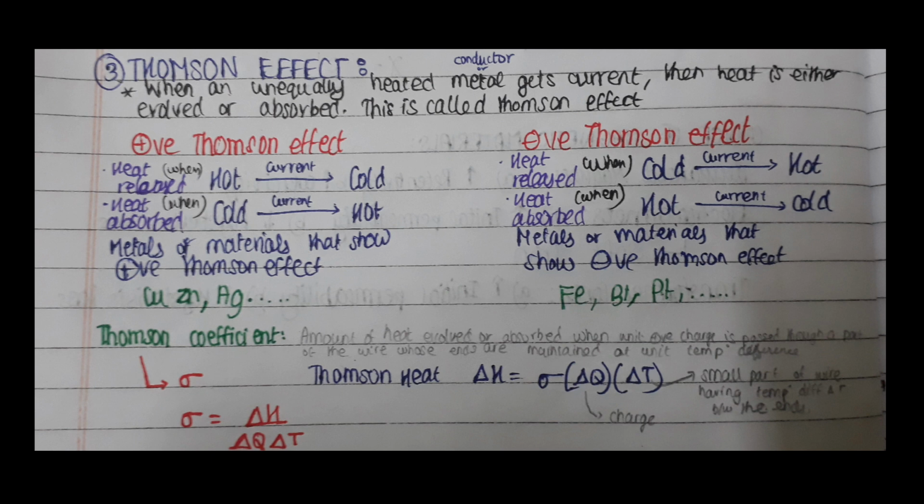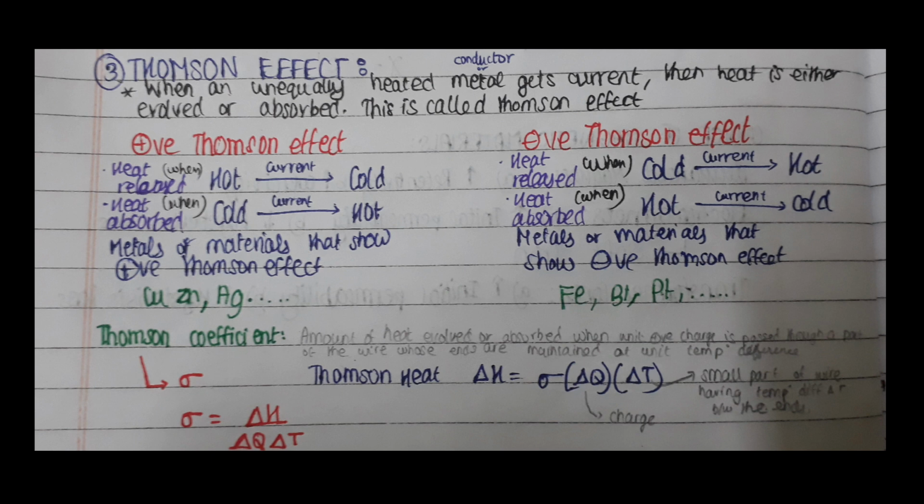Thomson effect. When unequally heated metals get current, then heat is either evolved or absorbed. This is called the Thomson effect. There are two types of Thomson effect: positive Thomson effect and negative Thomson effect. When current flows from hot junction to cold junction, heat is released. When current is flowing from cold junction to hot junction, heat is absorbed. And the converse is true in negative Thomson effect.